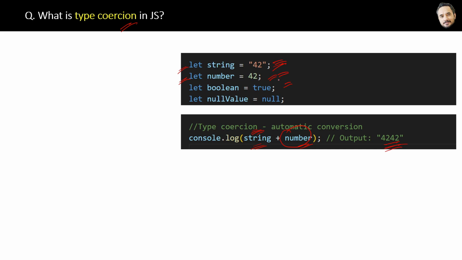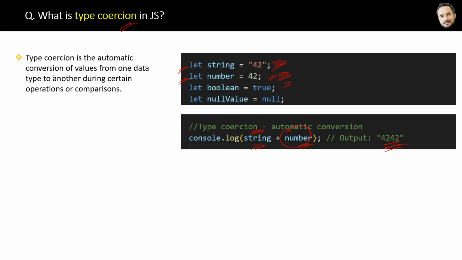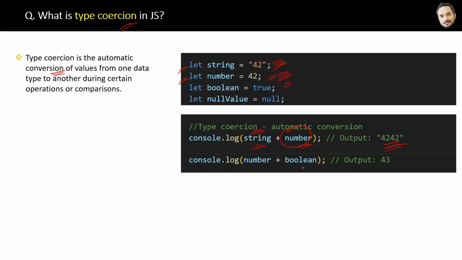So the definition of type coercion is, type coercion is the automatic conversion of the values from one data type to another during certain operations or comparisons. Another example is like this. Here the boolean value true will be automatically converted into a number 1 by type coercion, and the output will be 42 plus 1 equal to 43.